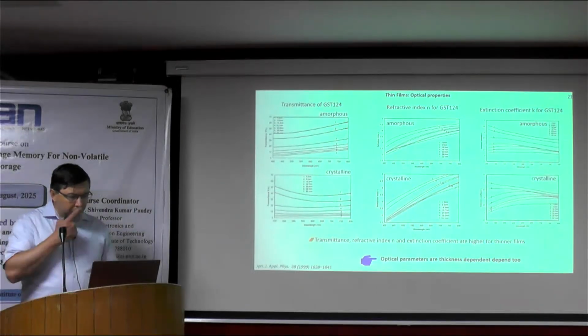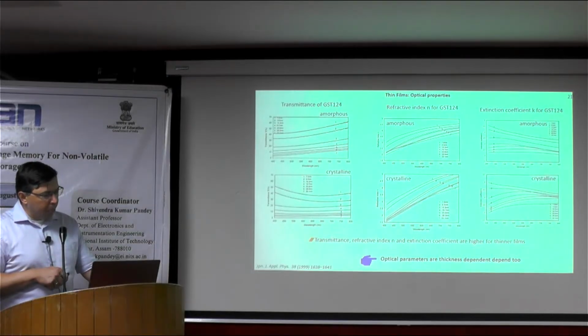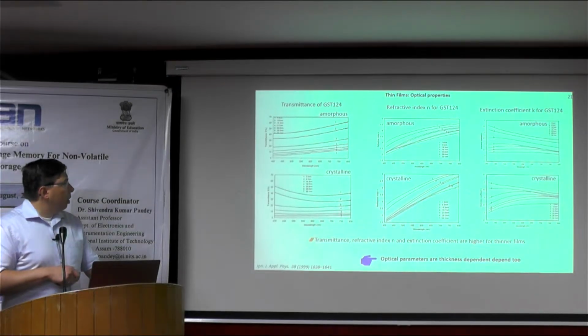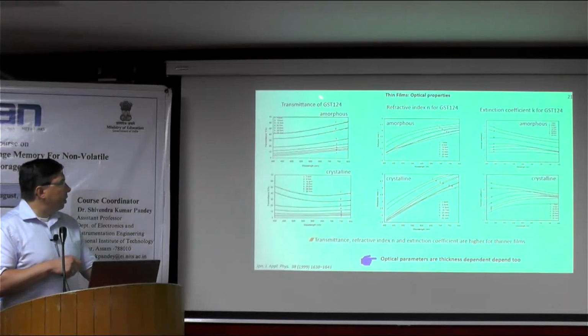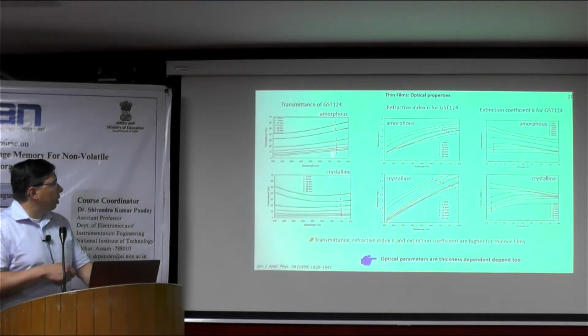So there is also an impact of the size on the optical properties. It's measured for amorphous and crystalline thin films. The first curve here shows the GST124 with the size of 7.5 nanometers. This is 33 nanometers, and you can see that the transmittance of GST increases with decreasing size.